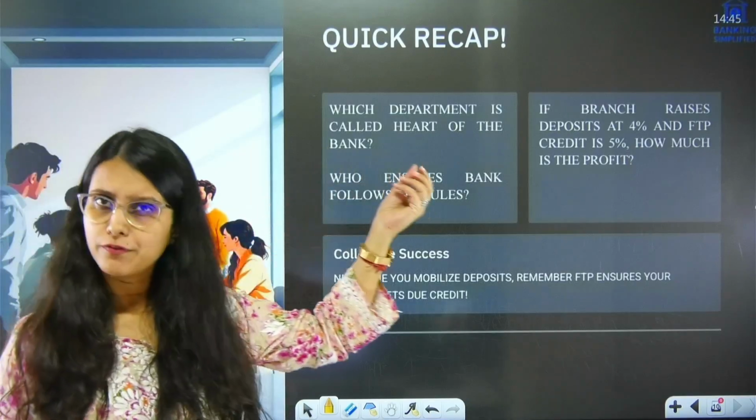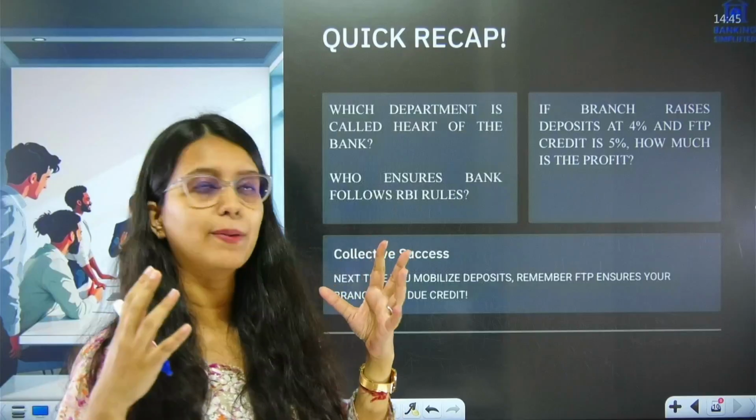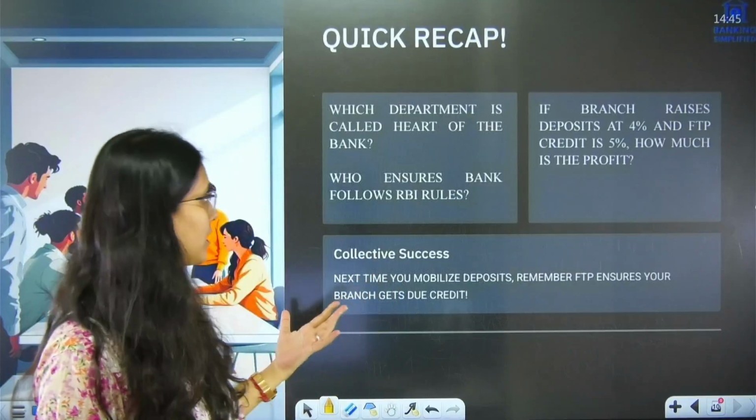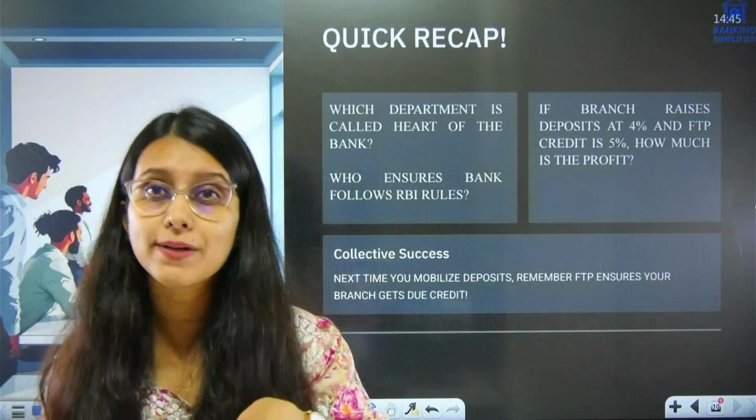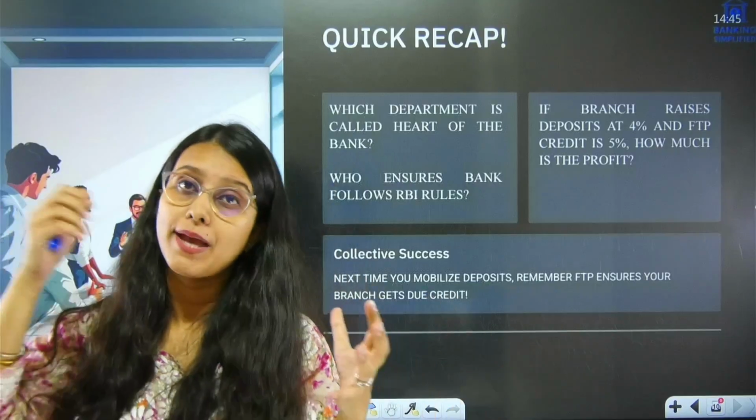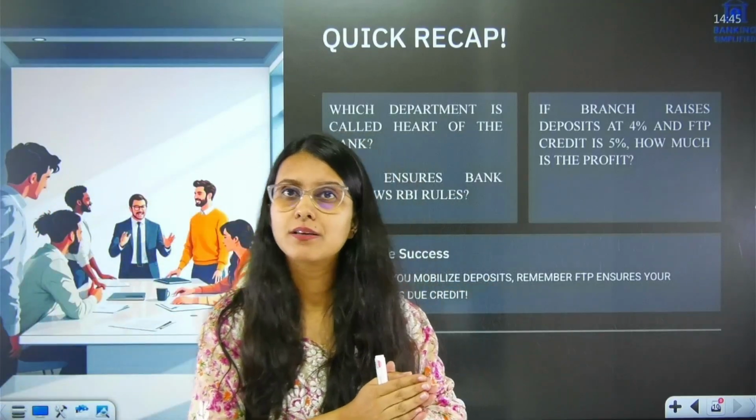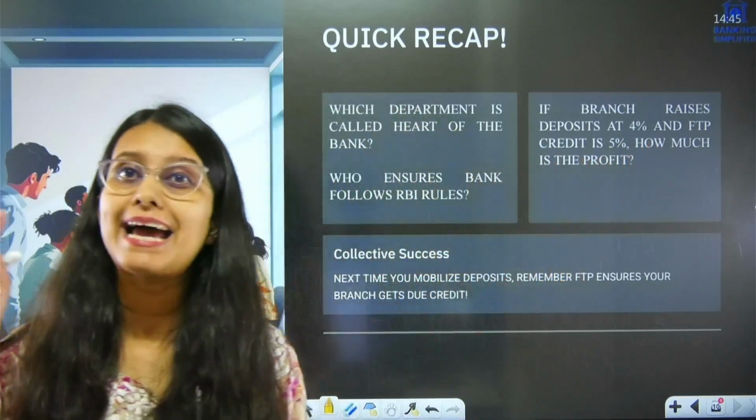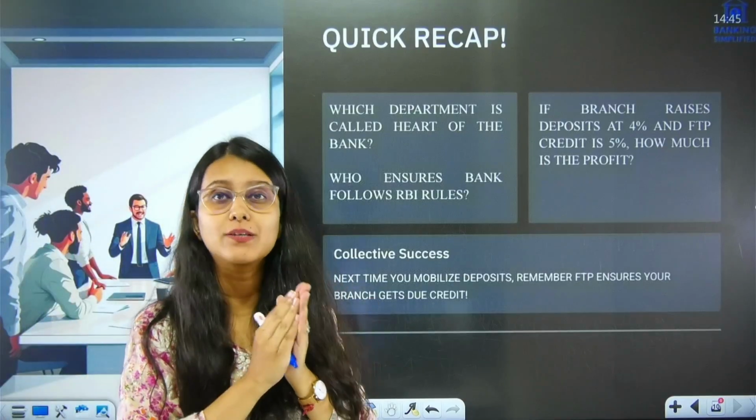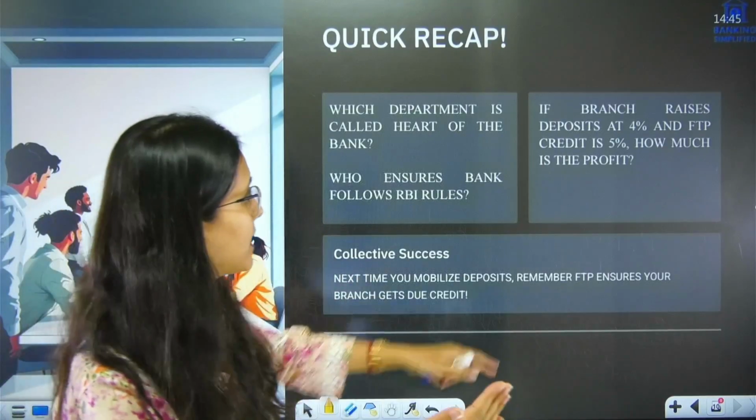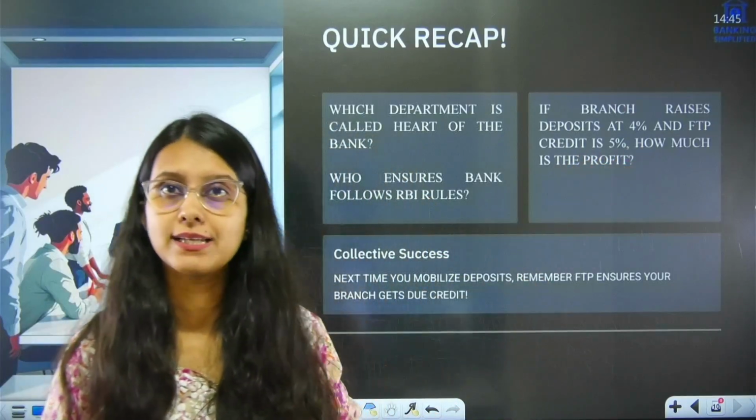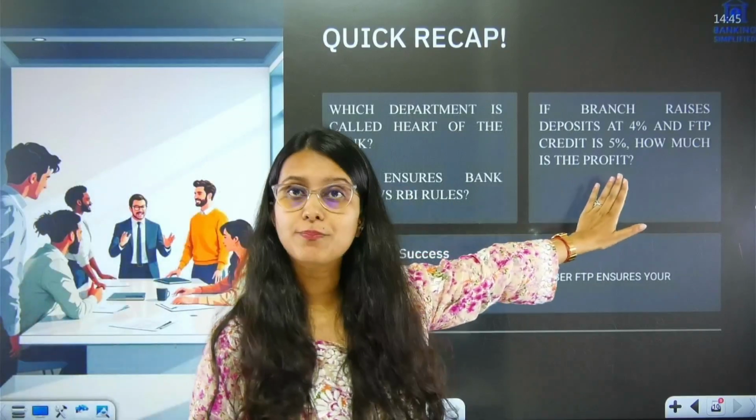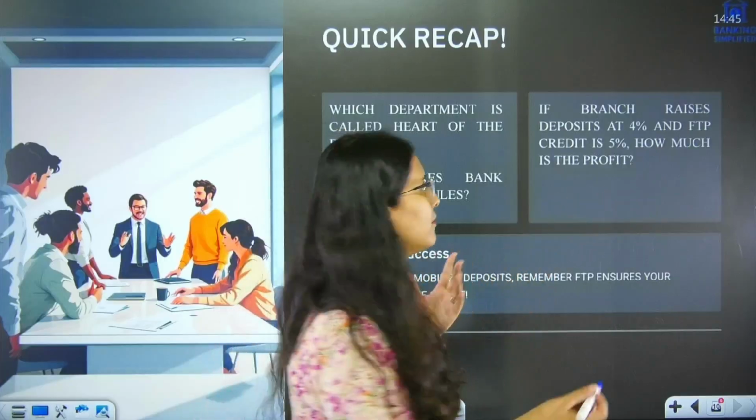Quickly, I'll ask you a few small questions so that whatever we've studied stays in your mind. Which department is called the heart of the bank? The treasury. Who ensures the bank follows RBI rules? Who's the one trying to make the bank comply with RBI rules? The compliance department. If a branch raises deposits at 4%, which basically means the branch is paying out 4%, and the FTP credit is 5%, FTP is buying those deposits from the deposit taking branch at 5%. How much is the profit for that deposit taking branch? Very easy, 1%.